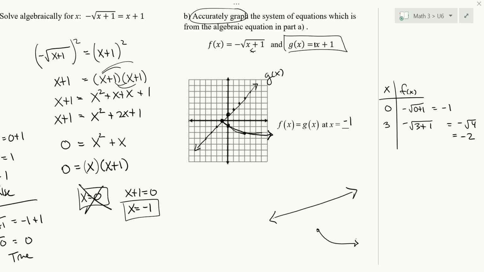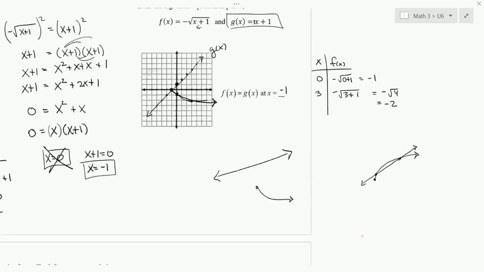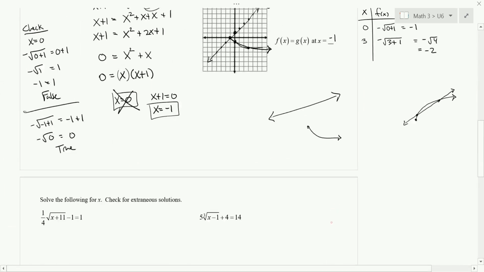Is it possible to get two that would cross 2 times? A line and a square root function that would cross 2 times? If you have a square root function that looks something like this, and a line that goes through like that, you could. And so you can get two answers that would work. So these two examples, we only had one that would work out of the two, but there's other possibilities out there. So that's why it's always important to check these things with square root functions.